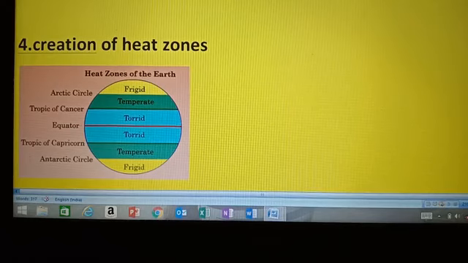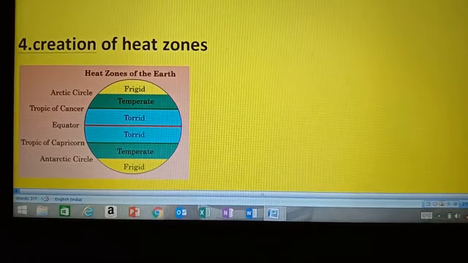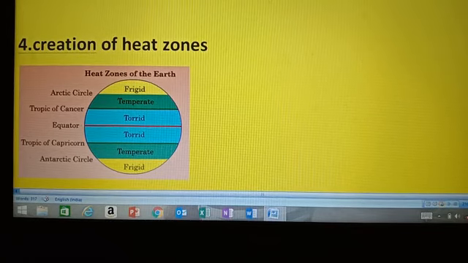Students, our next topic is creation of heat zones. But before starting this topic, I'll revise the previous topic, which was about the perihelion and aphelion position, seasonal changes, inclination of Earth's axis and seasonal changes, the position of the sun, that is perihelion, the position of Earth in perihelion and aphelion. So children, we have studied about seasonal changes.